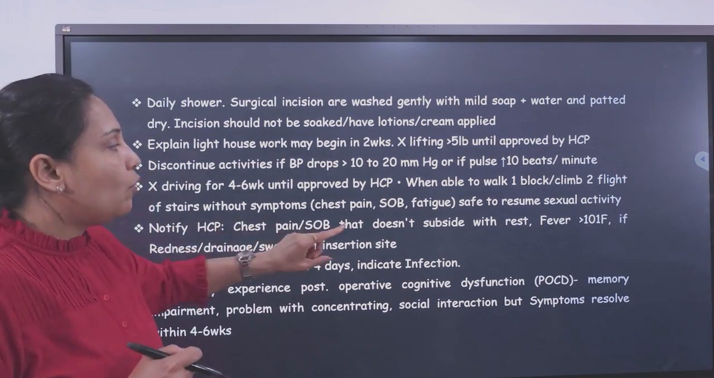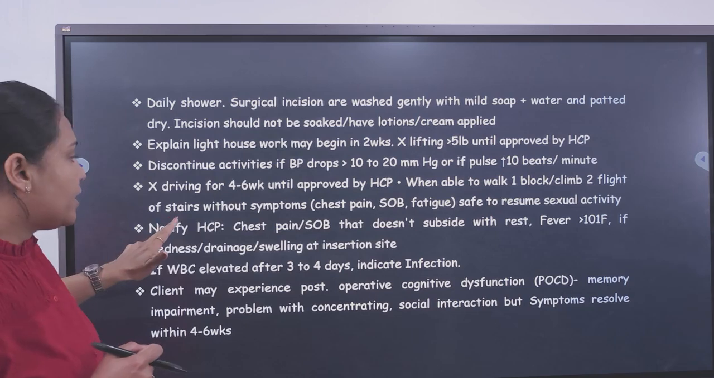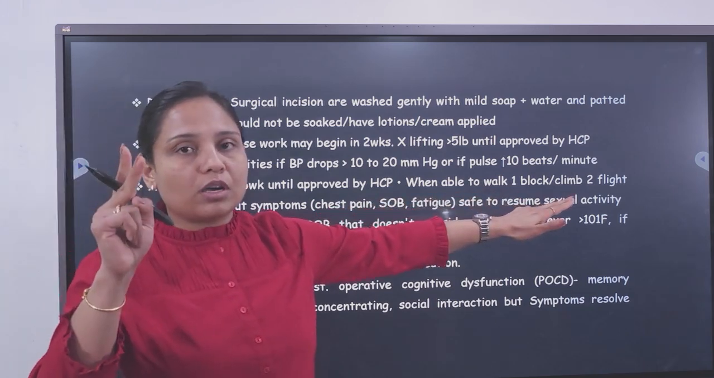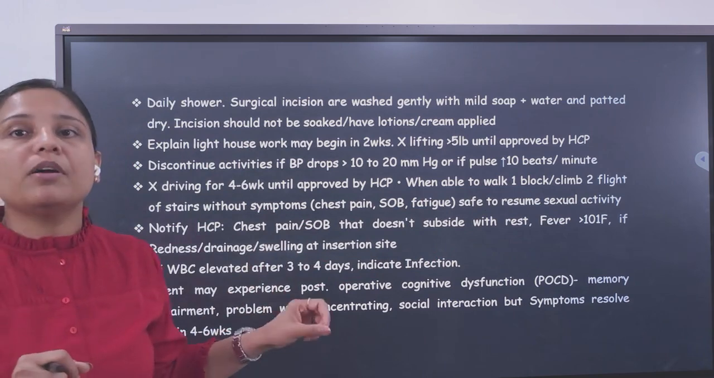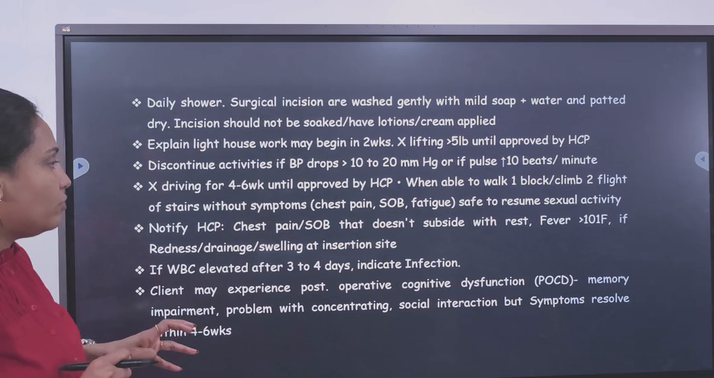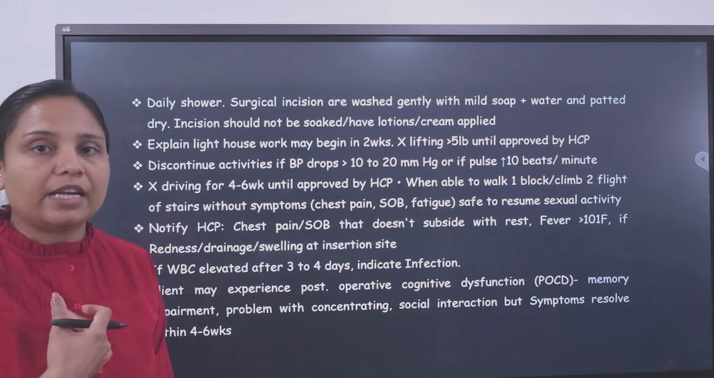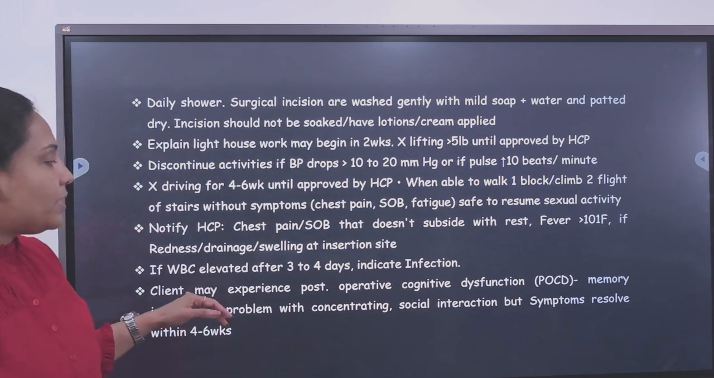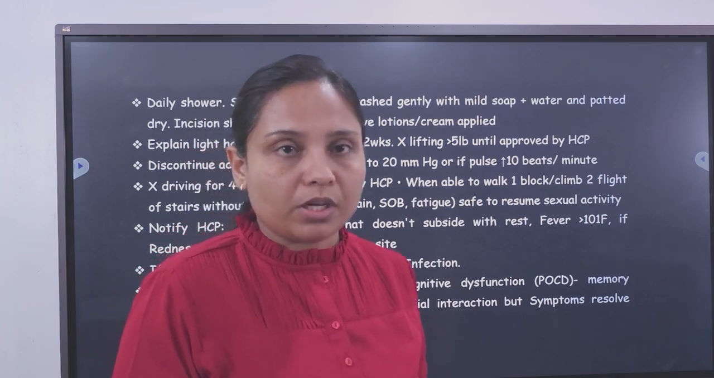When the patient is able to walk 1 block or climb 2 flights of stairs, some books say 2 blocks, that's fine. So if the patient can walk 1 to 2 blocks without symptoms, or climb 2 flights of stairs, then they can resume sexual activity. Okay. If there is any redness or swelling at the incision site, you have to take care of that too. If WBC counts are elevated, there is a risk of infection, and you will inform the doctor about that as well.